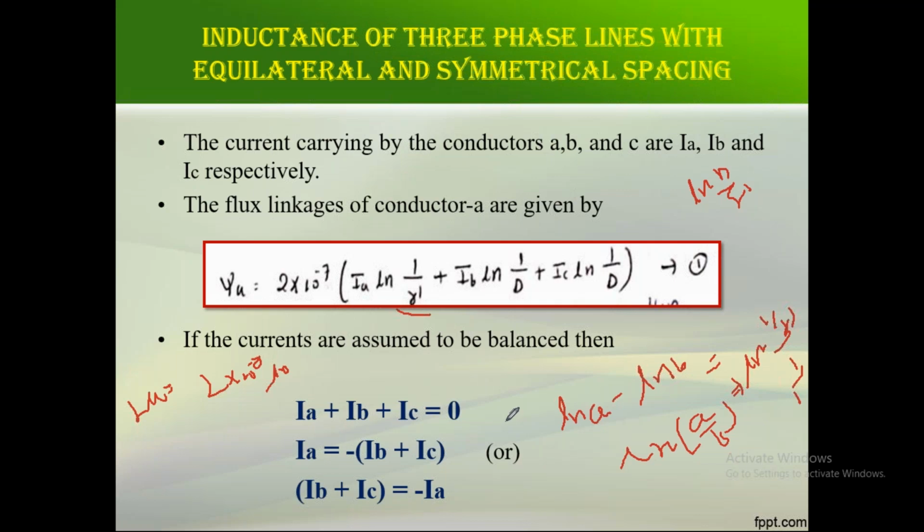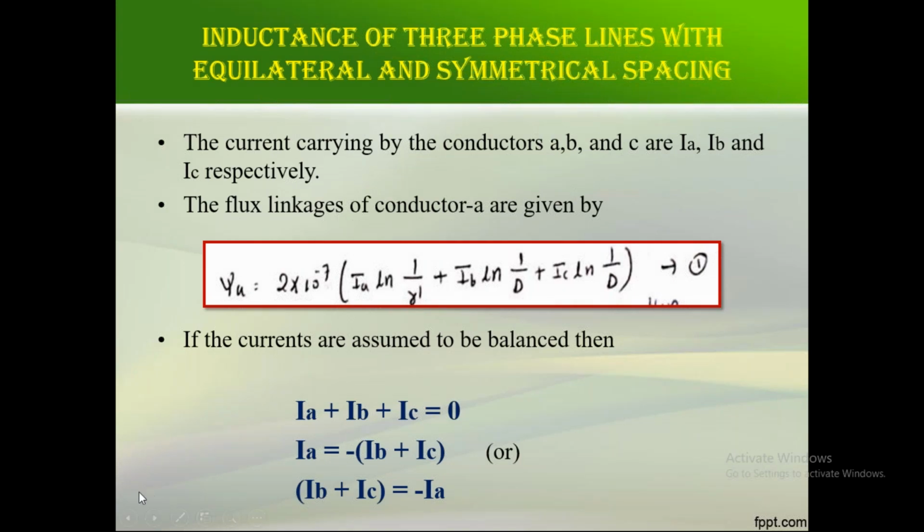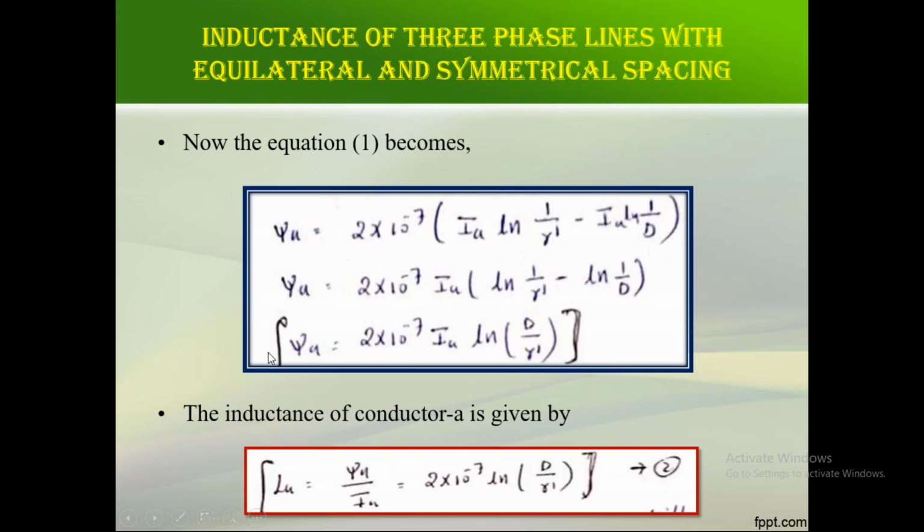Similarly, you can calculate LB as well as LC. Are you clear about how psi A is obtained? Right, so this is the LA value. After simplification of this equation, finally the inductance of conductor A is given by psi A by IA, which is equal to 2 into 10 power minus 7 ln D by R dash. Here the numerator D is called the mutual GMD, and R dash is called the self GMD.